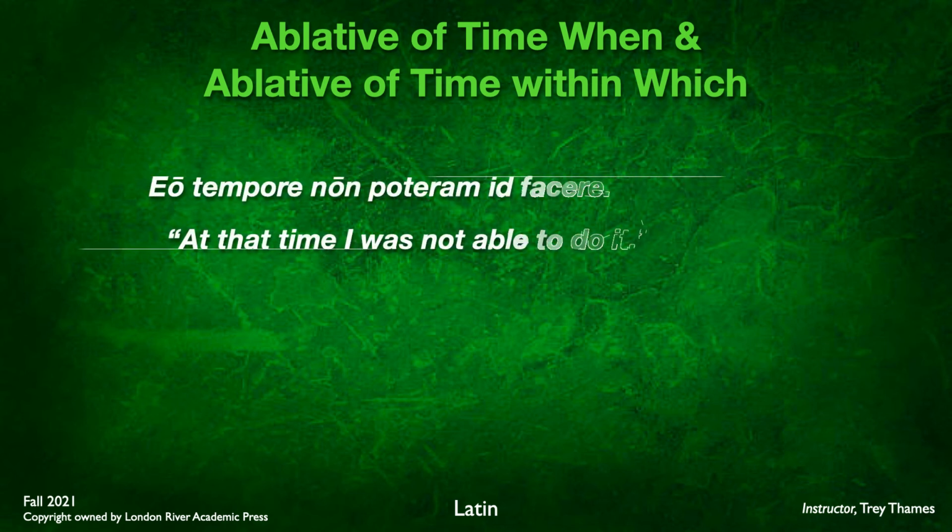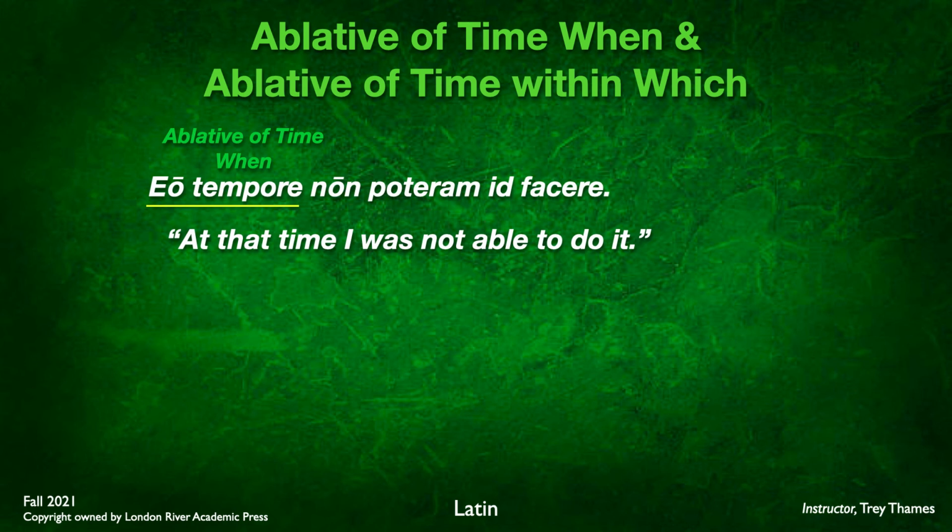Eo tempore non poteram id facere. Eo tempore is an ablative of time when phrase. So you've got eo, that. It's the ablative singular of is, ea, id. And here we're translating it that. Tempore is the ablative singular of time, tempus. And you have to add the preposition at in front of it here in the English translation. At that time, non poteram, I was not able, facere, to do it, id. So, eo tempore non poteram id facere, at that time I was not able to do it.